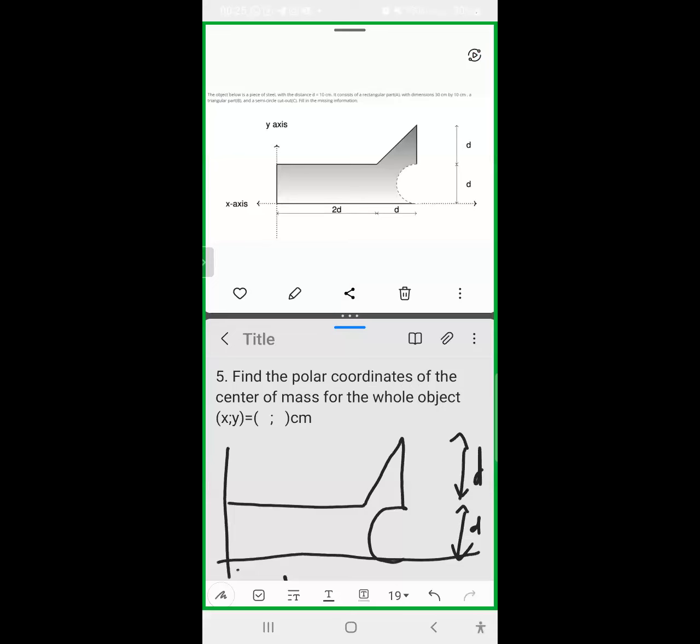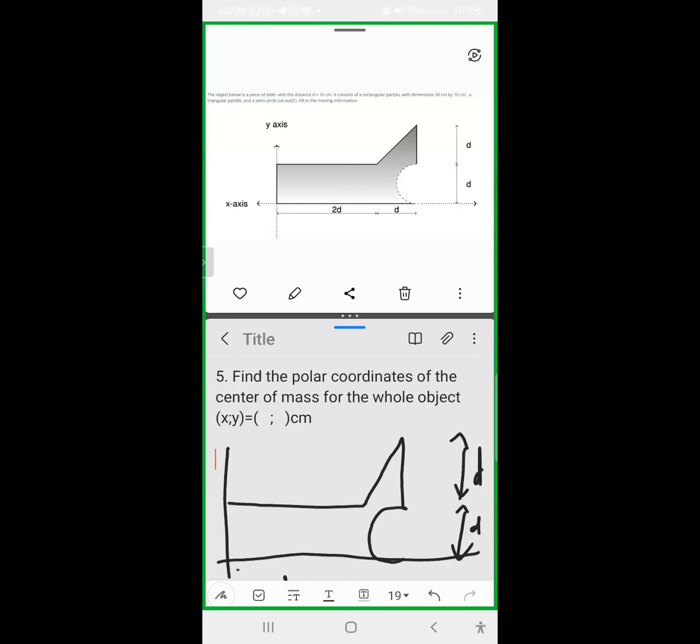I only took the last question that says find the polar coordinates of the center of mass for the whole object, since filling in the information is the information that we require in order to answer this last question that requires us to determine the polar coordinates of the center of mass.